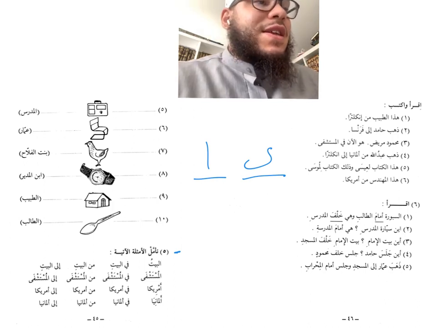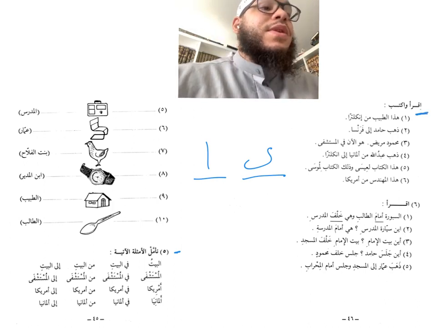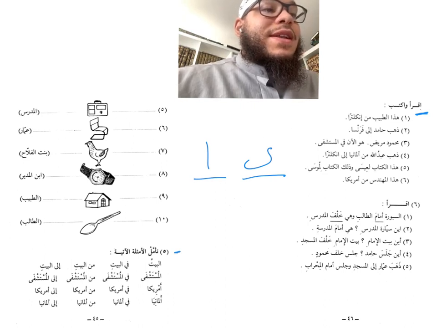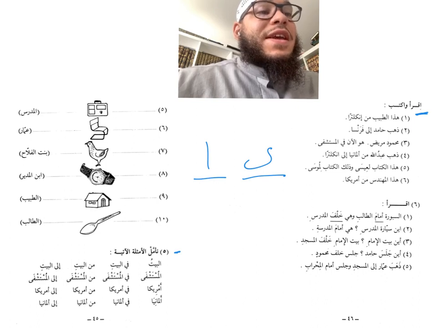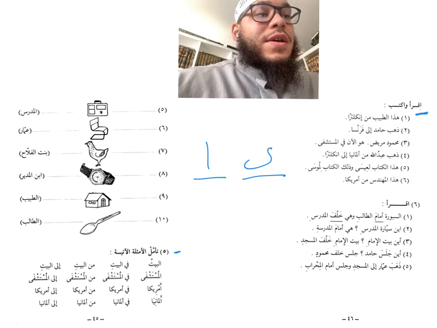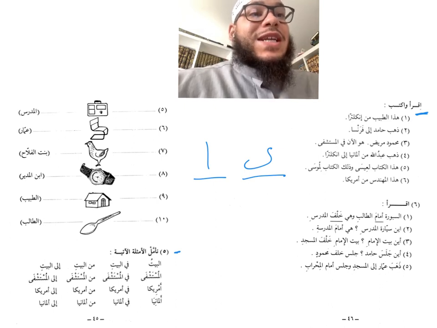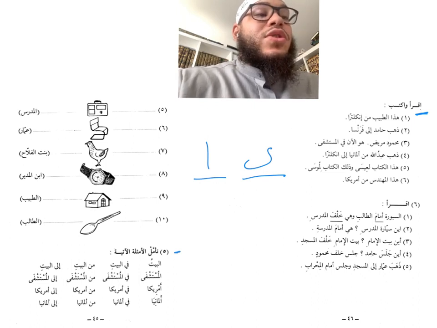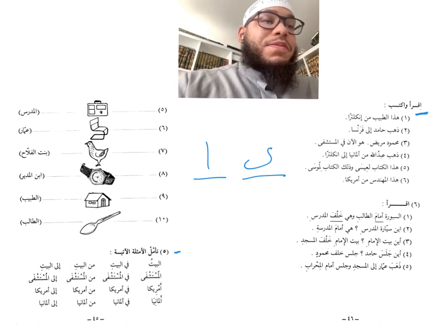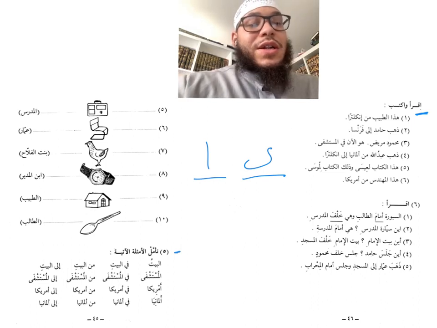When we go to this exercise now, up here, where it says اقرأ واكتب هذا الطبيب من إنكلترا. So now it's got the alif again. So you're not going to say من إنكلتري because there's an alif there. It cannot take the kasra. Okay. ذهب حامد إلى فرنسا. Again, إلى makes whatever comes after it take kasra. However, because of this alif at the end of this word, it is not allowed to take kasra. So just practice reading the rest of those sentences, observing this rule, inshallah.